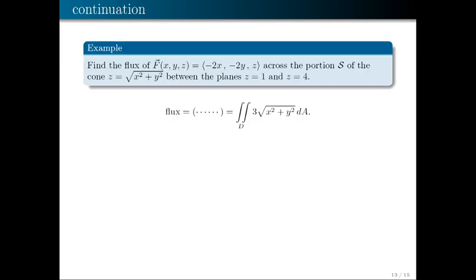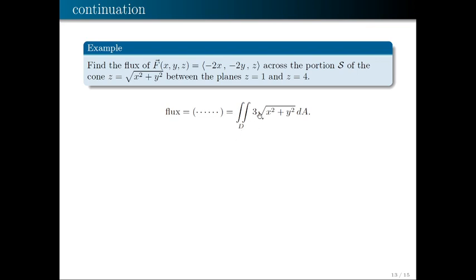So ultimately, we have the flux equal to the double integral over D, where D is the projection of our surface onto the xy plane. Our integrand is 3 times the square root of x squared plus y squared dA. Looking at the integrand, it will be a little hard to integrate using rectangular coordinates, dx dy, dy dx, or whatever. So hopefully by transforming it into polar coordinates, we'll have an easier time integrating such an integral.